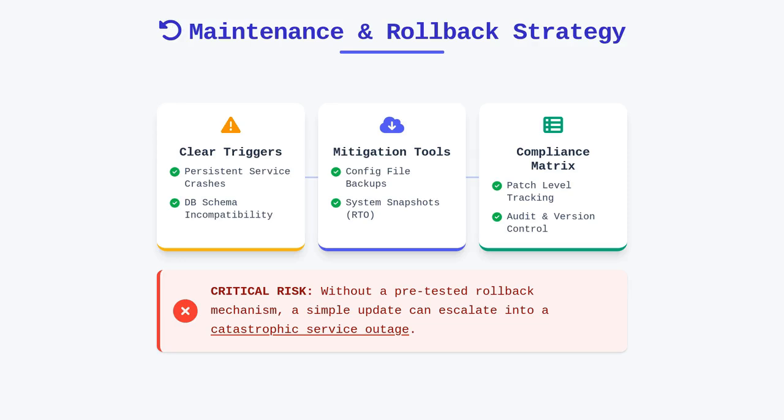Documenting the specific patch levels and configuration changes in a centralized compliance matrix is the final step in ensuring long-term accountability. This record-keeping allows you to track exactly which components are running which versions, simplifying audit requirements and planning for future infrastructure upgrades.